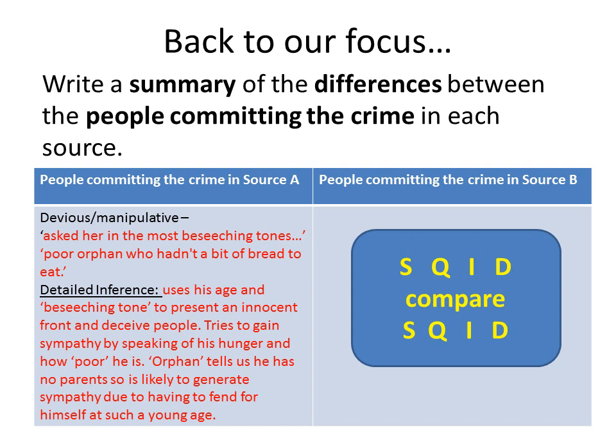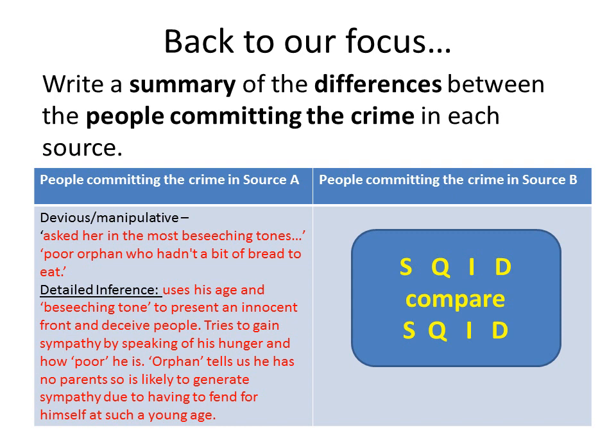So then I have to think, right, what am I going to say about those quotes? What can I infer from this? And I have to do it in detail. I have to develop that inference. So I'm going to say, from this, we can infer that he uses his age and that beseeching tone to present an innocent front and deceive people. He tries to gain sympathy by speaking of his hunger and how poor he is.